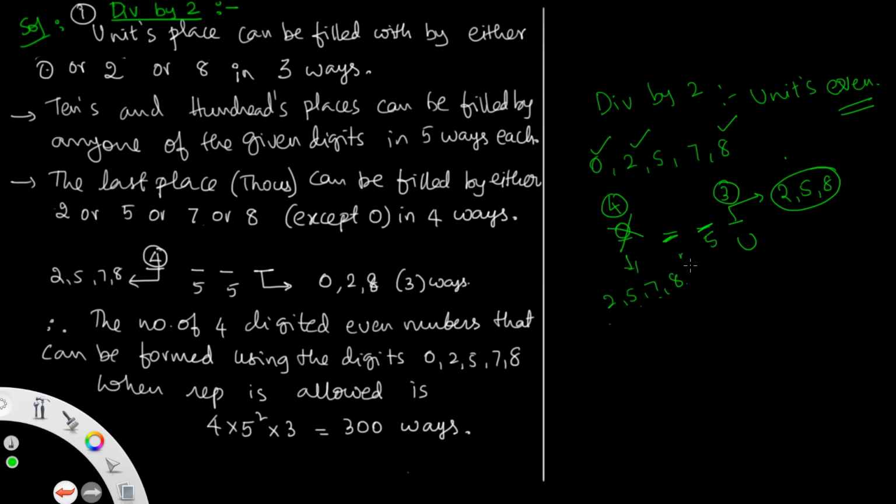Why? Because repetitions are allowed, and the given digits are 5, so any number can be used any number of times. The maximum number of ways to fill this box is 5 ways, and the third box also can be done in 5 ways. So the total arrangements are 4 into 5 square into 3, which gives 300 ways. So there are 300 numbers divisible by 2 using the given digits 0, 2, 5, 7, 8.